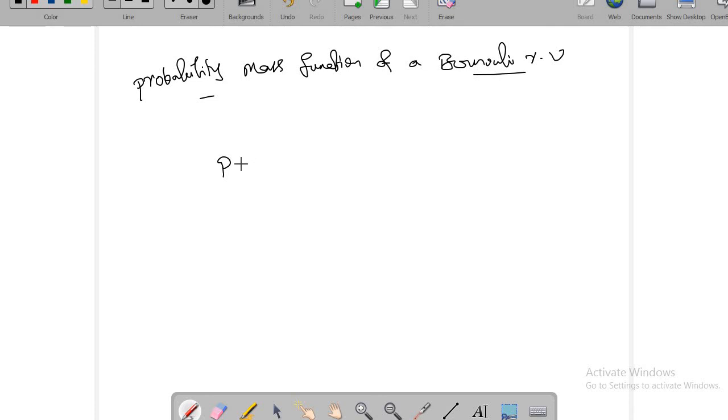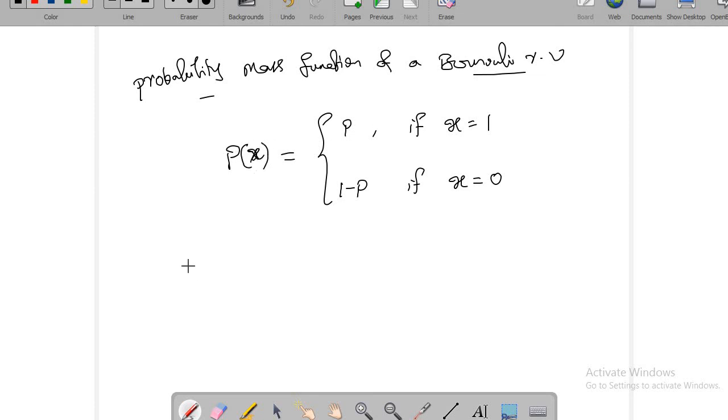Let's say x is taking the value 0 and 1. Okay, so now the probability mass function, let me define it as P of x. So that is defined to be p, where p is the probability of getting success, if x is equal to 1, and it is 1 minus p if x equal to 0. Okay, don't get confused between this capital P and small p, where p represents the probability of getting success.